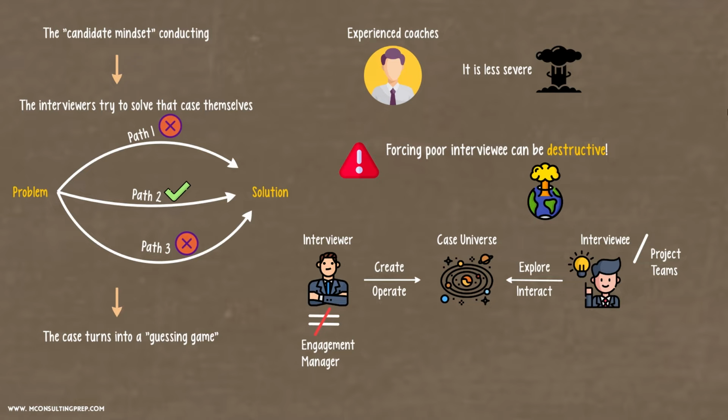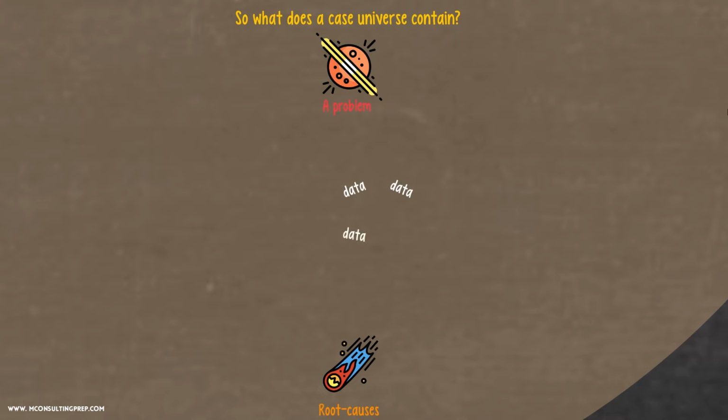So what does a case universe contain? Well, a problem, one or a few root causes, and lots of data, regardless of whether it is used or not. A case universe should not contain any fixed frameworks, any issue trees, any hypotheses, or any solutions. Just a case question, one or a few root causes, and lots of surrounding facts and data.